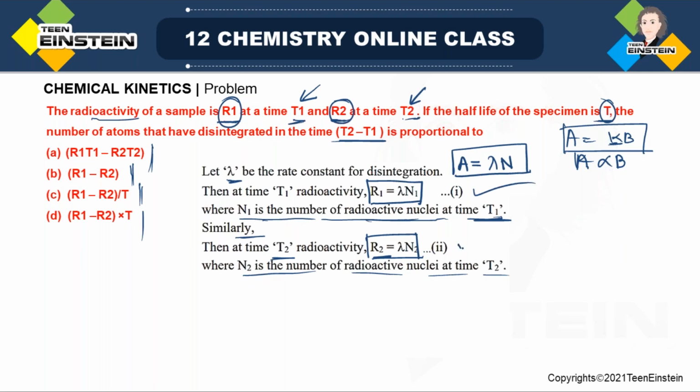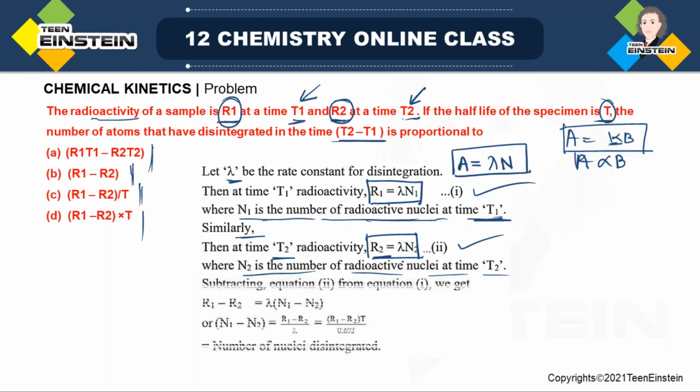So now we have two equations. What we will do, we can deduct one equation from the other. If we do so, that is subtracting equation 2 from 1, what we will get? R1 minus R2 on the left hand side, and on the right hand side you can take lambda, the decay constant, common, and N1 minus N2. So N1 minus N2 will be equal to R1 minus R2 divided by lambda.